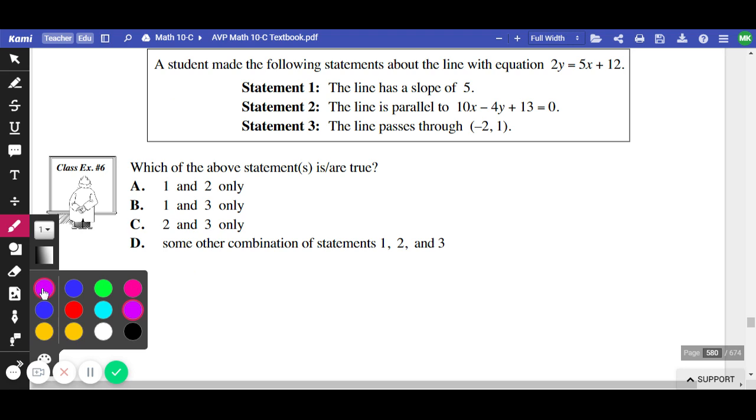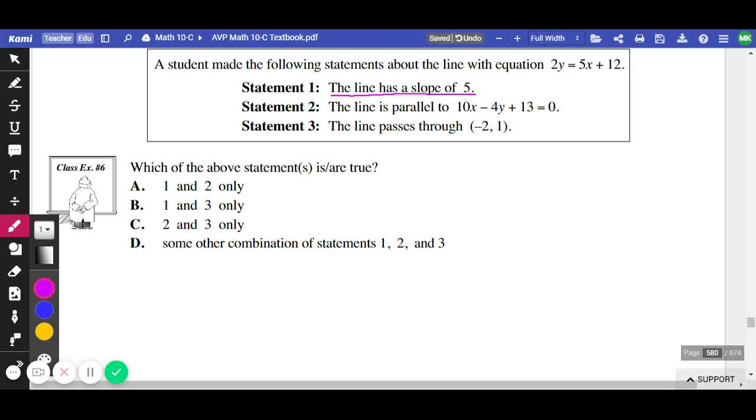Awesome. Let's start with statement 1. The line has a slope of 5. To figure out the slope, what form would we want to be in? Slope intercept. This thing is not slope intercept. There's a little 2 in front of it. If you didn't get rid of that 2, it looks like the slope is 5. However, there's a 2 there. So you have to divide everything by 2. That gives you y equals 5 over 2 x plus 6. The slope is actually 5 over 2, not 5. Statement 1 is false.